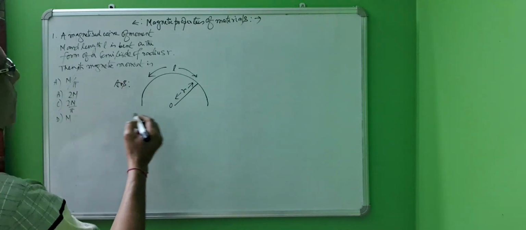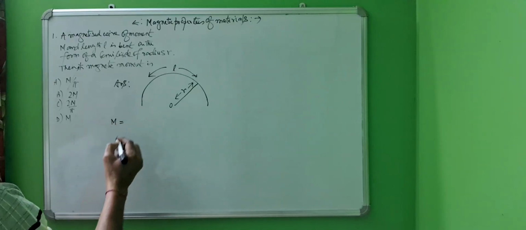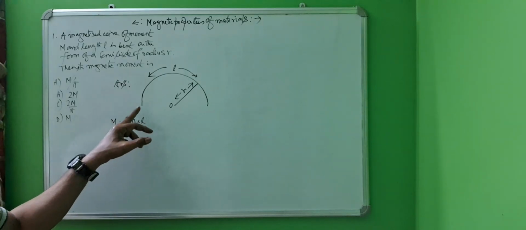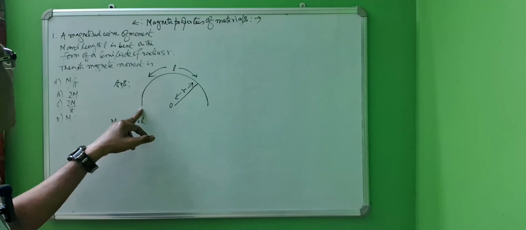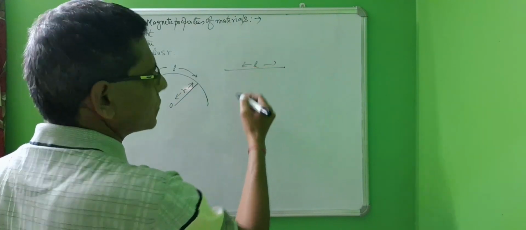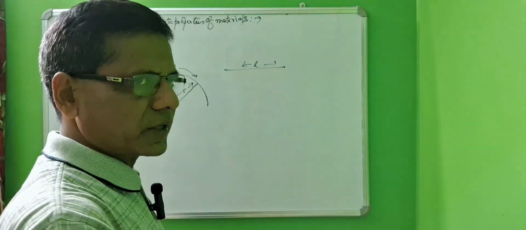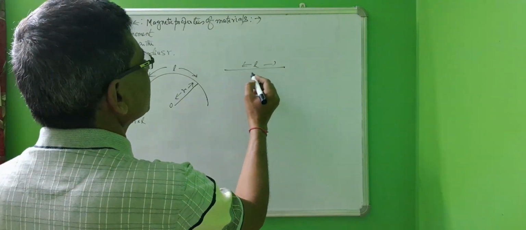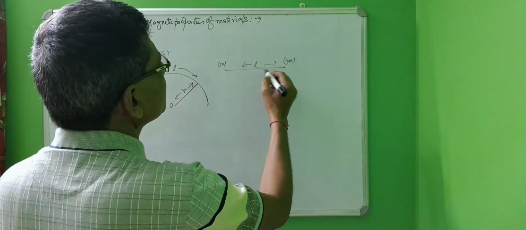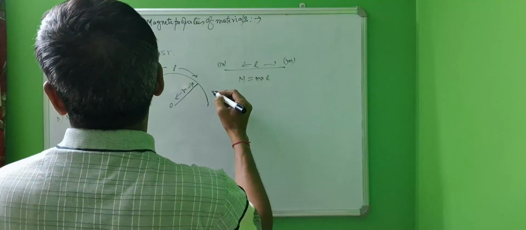Now we know the magnetic moment equals m into L, where m is the pole strength. It's a magnetized wire. Suppose this one is of length L. It is a very easy problem for the base of JEE IIT. So if m is the pole strength, then magnetic moment equals m times L. We know it.